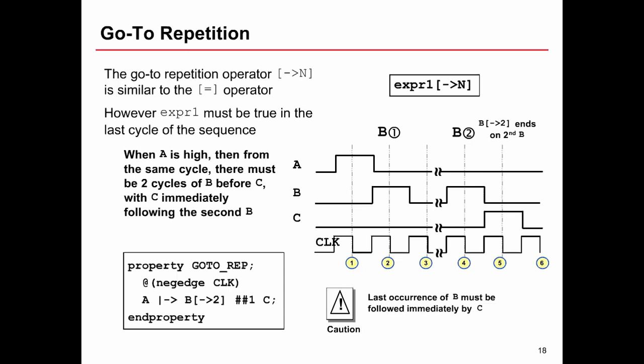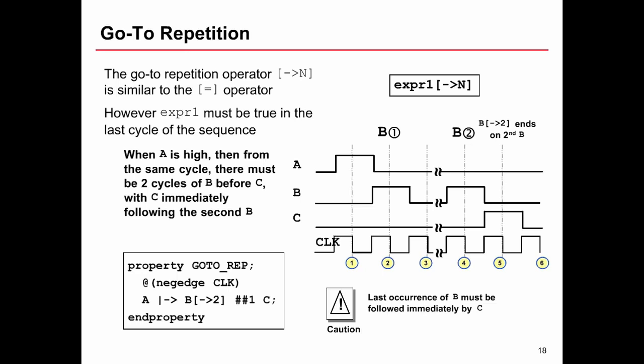So what this property says is that if we have A, this implies from the same cycle that we have 2 occurrences of B. And just like before, there is no specification on how long we wait for the first B, or how long we wait from the first B to the second B. However, the difference between the 2 operators, go-to repetition and non-consecutive repetition, is that when the second occurrence of B happens, then C must happen the very next cycle. So this is not an open-ended expression. The subterm B, right hand pointing arrow 2, ends on the second occurrence of B.